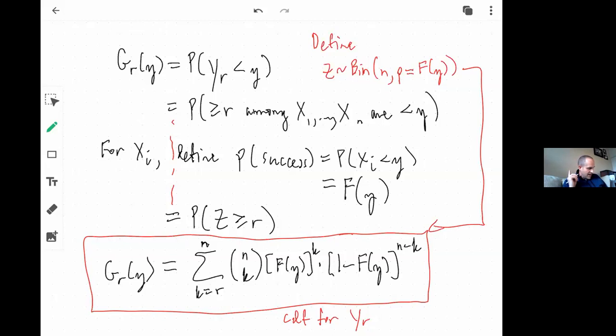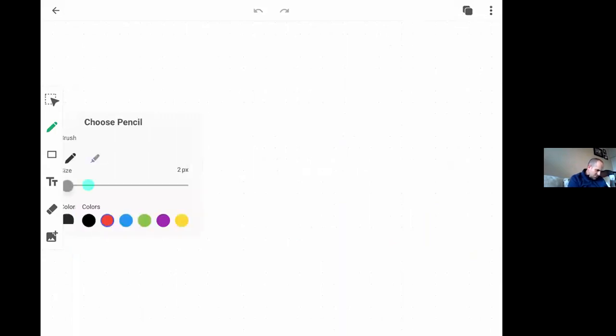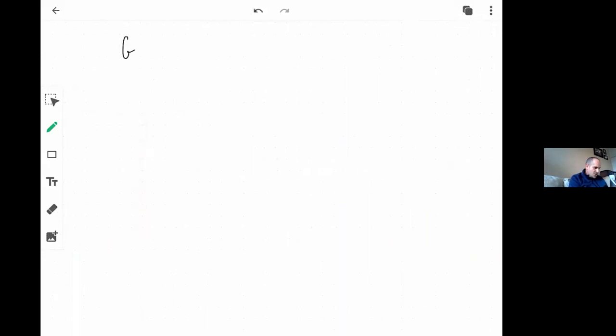And I don't care what distribution you threw at me from the beginning, as long as you have n independent, identically distributed, meaning from the same distribution, and continuous, so that I don't have equality causing a whole bunch of problems, this is the CDF for the rth order statistic. That is an amazing thing to behold. No doubt about it. So let me write this thing up here for us, just for computational purposes. GR of Y, the CDF for the rth order statistic, was the sum K going from R to N of N choose K.